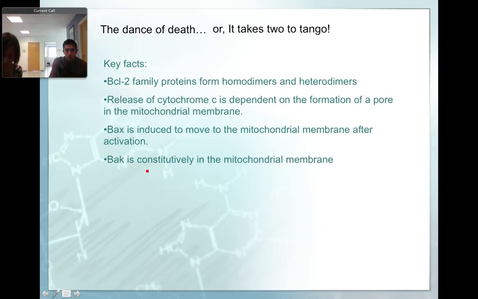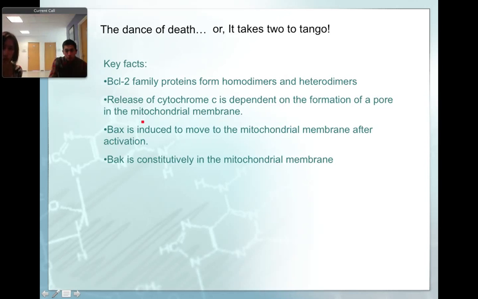Okay, so BAK is constitutively in the mitochondrial membrane. Constitutively is just the fancy way of saying all the time, right? It's just that's where it's present. And so BAK is there, but BAX is actually, after it's activated, after an oncogene or there's DNA damage or something, and p53 activates it, that gene is going to be produced and it's going to go into the mitochondrial membrane where it can interact, right?